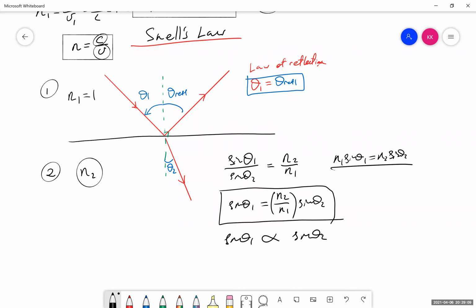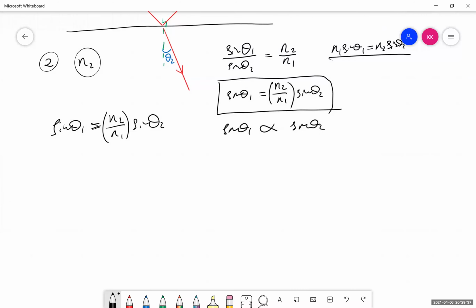If you increase one, the other one increases. If you decrease one, the other one decreases. And one thing we have here is that this N2 over N1 basically becomes a proportionality factor. That means using this equation, sine of theta 1 equals N2 over N1 times sine of theta 2, we're going to take experimental data of theta 1, which is basically we have incident light, we measure the angle theta 1, and then we measure theta 2 for that.